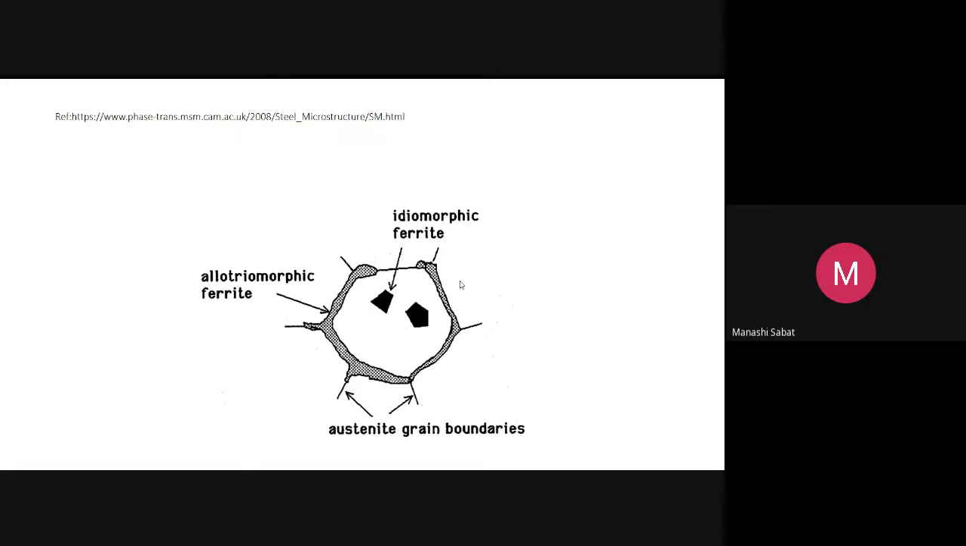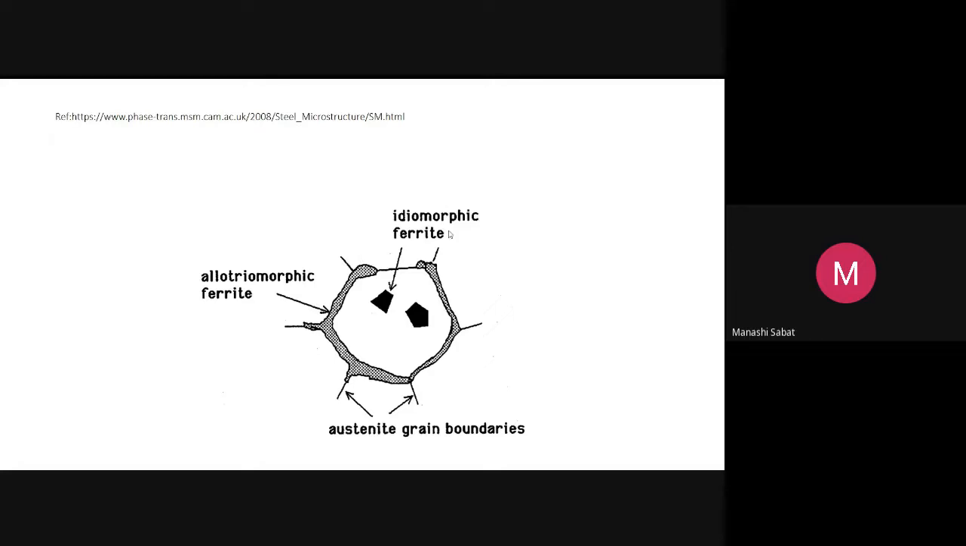But that has undergone transformation. Austenite has transformed into some different new phases. Here the ferrite is a new phase coming out. And you can see one kind of ferrite is forming along the grain boundaries, so it is taking the shape of the grain boundary. That is named allotriomorphic ferrite. Allotriomorphic ferrite means the ferrite which has formed along the grain boundaries and grown along them, and it does not have a regular shape.